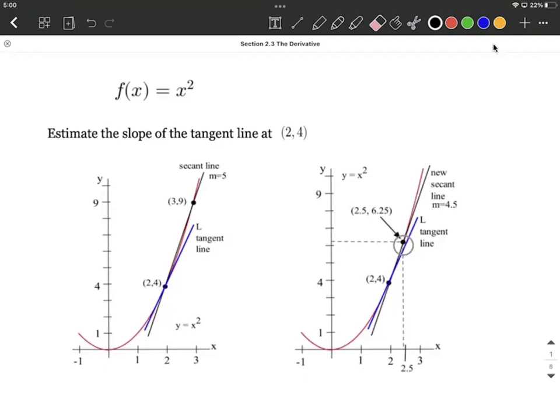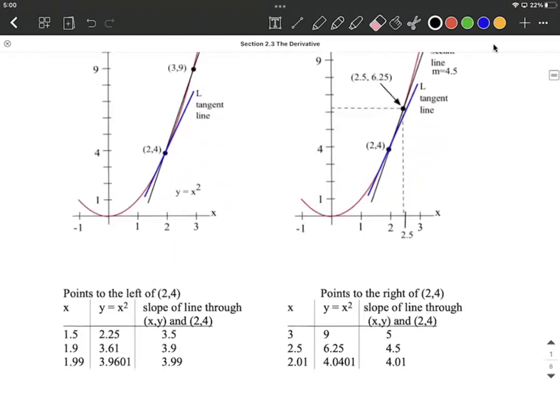So it stands that this one's closer as an estimation to where the blue line is than the first one. What we could continue to do is creep this point closer and closer to the one we really care about, that (2, 4). The closer it gets, the better estimation we're going to get for that secant line to this tangent line. One way we could do it is numerically, utilizing a table.